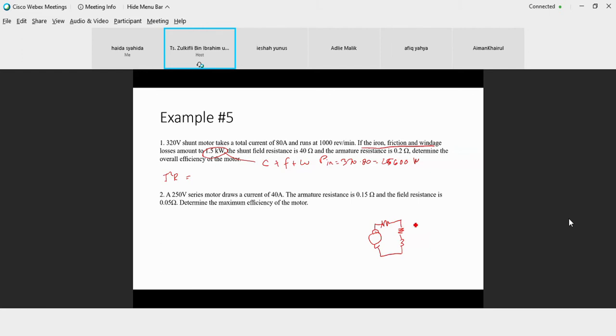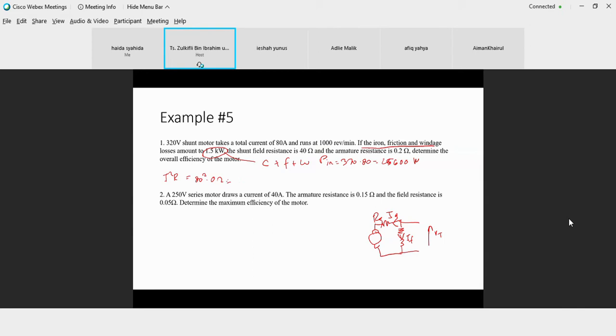Okay, so this is your VT, 320, and the machine direction. This is your IA. This is your IF and your VF of course will be equal to VT. Now IA times RA, I square R, the losses will be 80 squared times the 0.2 ohms.